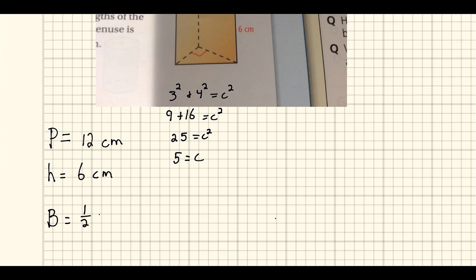1/2 of 3 times 4. 3 times 4 is 12. Divide that by 2. This should be 6 centimeters squared for the area of the base. So let's go ahead and figure it out.